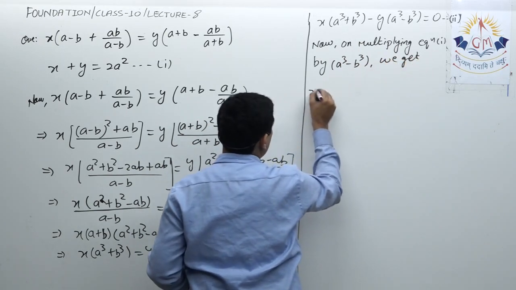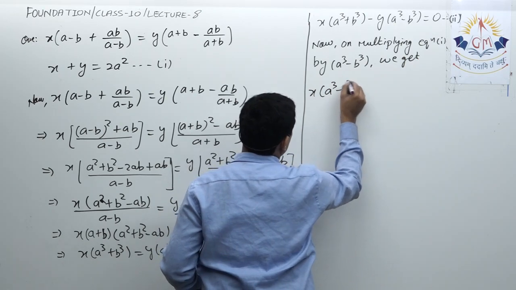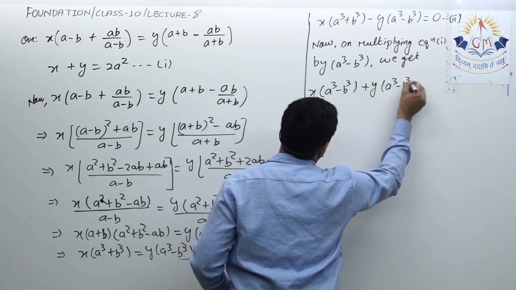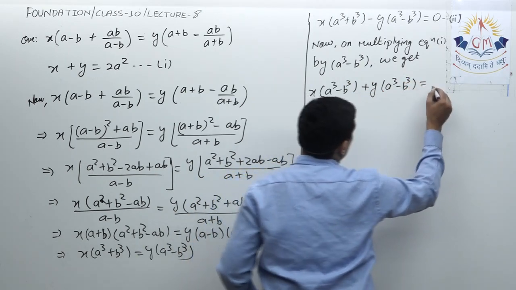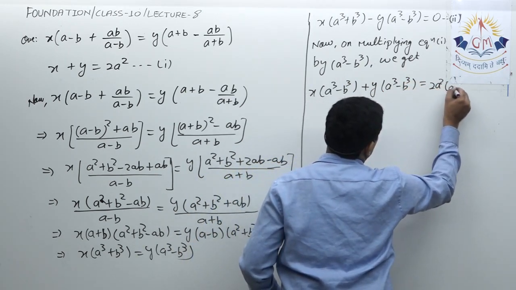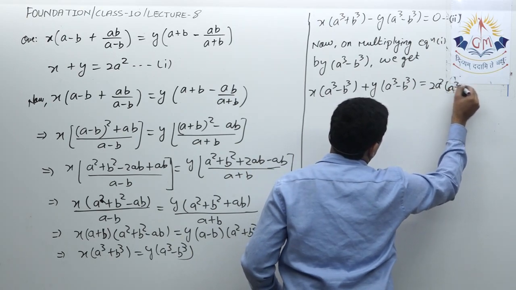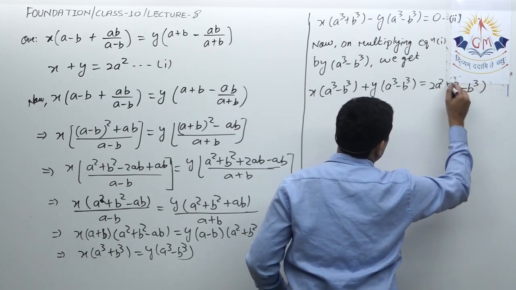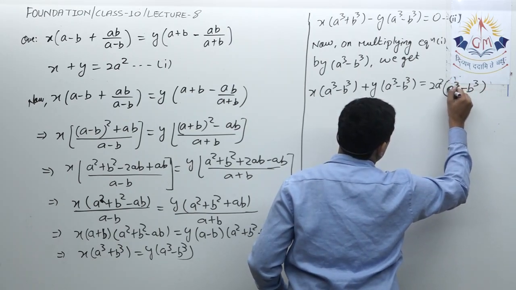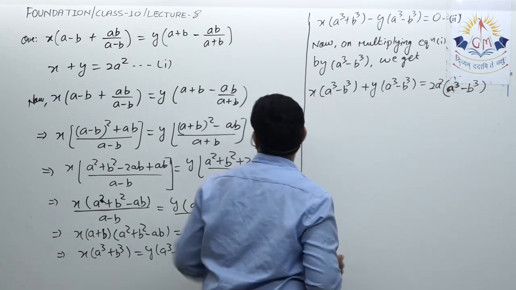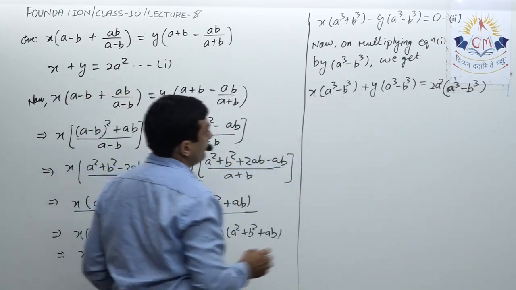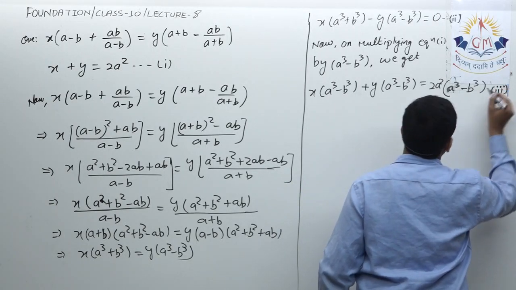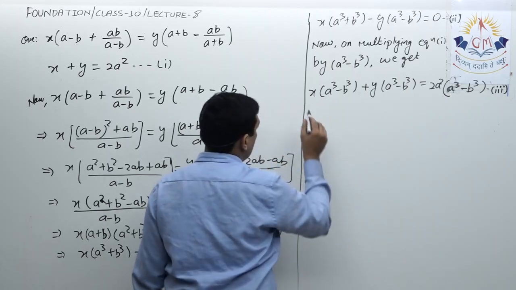We get x into (a cube minus b cube) plus y into (a cube minus b cube) is equal to 2a square into (a cube minus b cube). Okay, 2a square into (a cube minus b cube). Let this be equation number 3. Now I will add the first and the third.